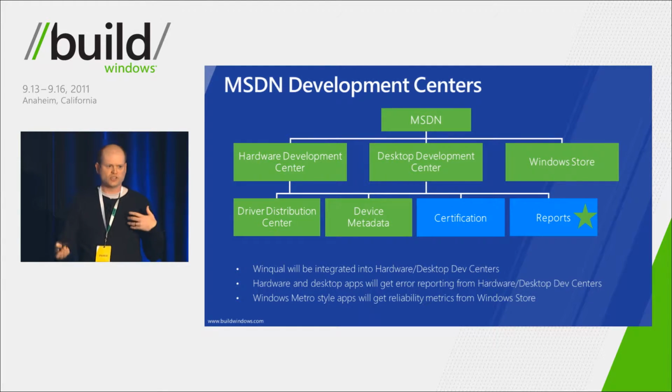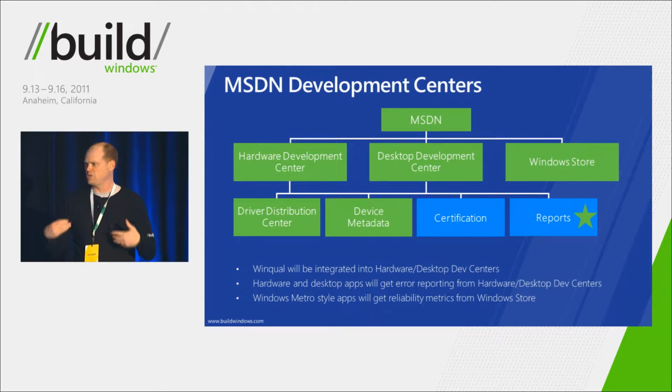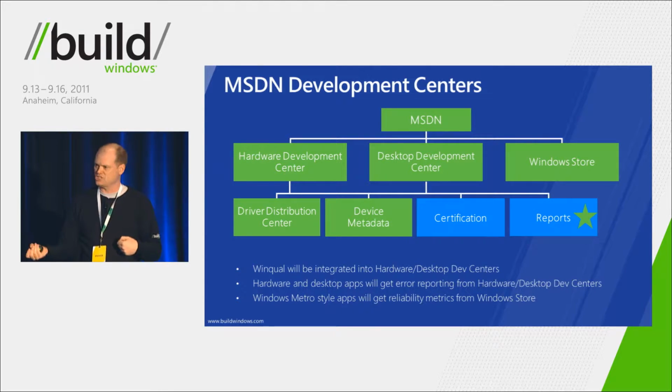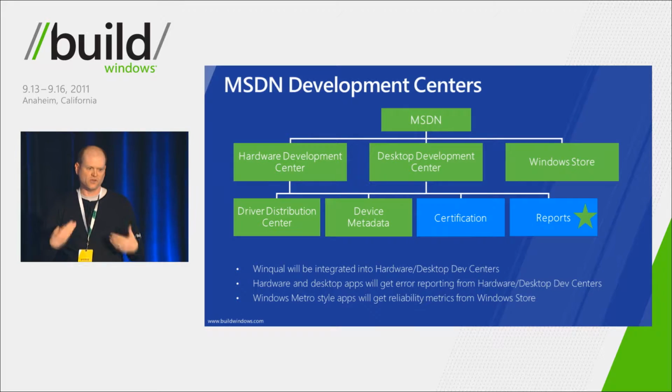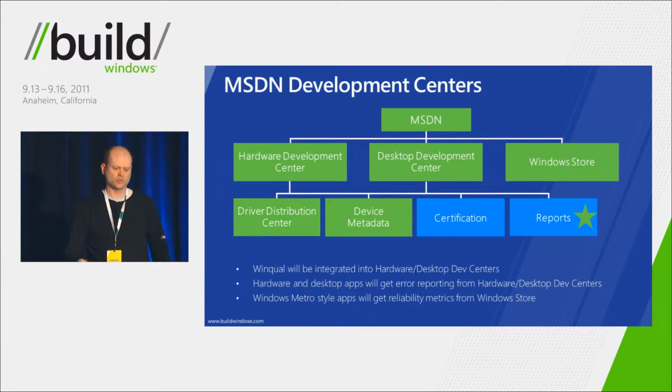If you saw Ted Dworkin's talk with the Windows Store, he gave you a view of the developer dashboard, and he showed how you can get reliability information. That's the pointer for Windows Metro-style applications to see failure type information. I'm not going to go into that. That was the focus of the Windows Store talk. The demos I'm going to be showing you are focused on the dev centers, so that would be the hardware companies, devices, and then the desktop companies.